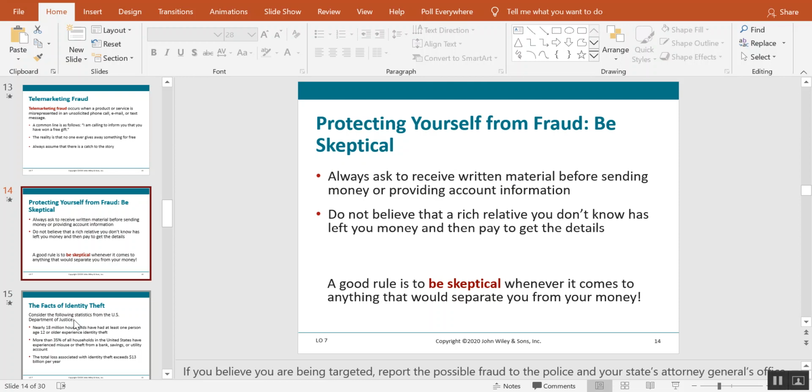So how do you protect yourself from fraud? Well, just be very skeptical. Don't believe that there's some rich relative in another country who left millions of dollars. Why would this person come to you to help get that money? Be skeptical about the things you hear. And also ask for something in writing before you actually do anything, so you can evaluate what it is they're telling you. Once you actually read it, you usually are pretty well aware that, okay, this is not real.